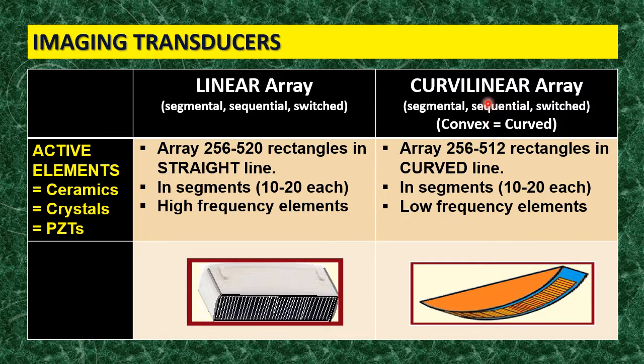When it comes to the curvilinear, it has the same pattern of segmentation. So we have segmentation again, between 7 up to 20 elements in each segment. The difference is that this one is in a curved pattern, and they are low frequency elements. This one is a straight line, and it is a high frequency probe, with high frequency elements that are straight. Here we have lower frequency elements in a curved pattern.